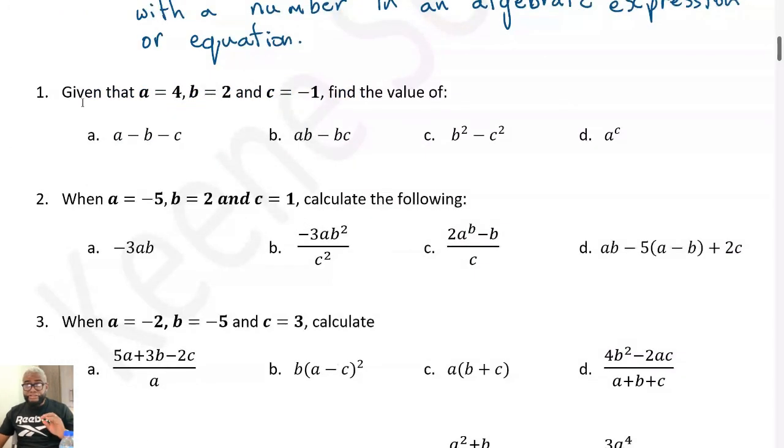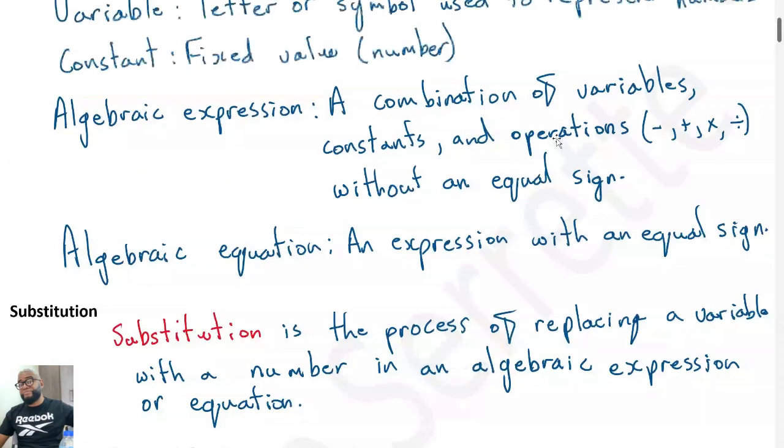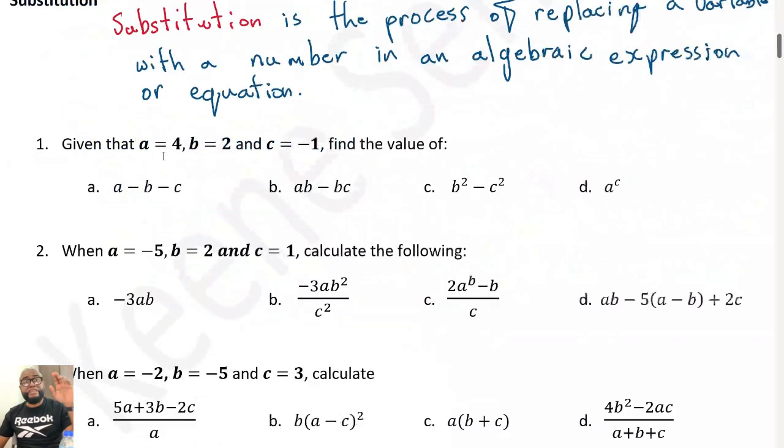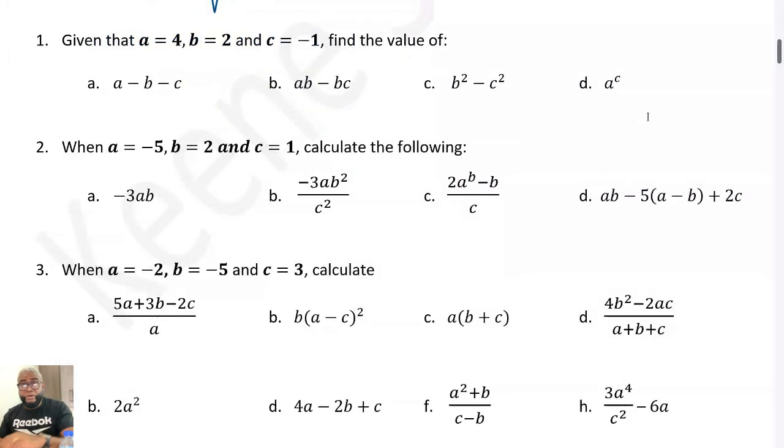So they gave us values. They told you that given that A is equal to 4, B is equal to 2, and C is equal to -1, find the value of all these algebraic expressions. Now, the difference between an algebraic expression and an algebraic equation is an expression does not have an equal sign, while an algebraic equation has an equal sign. Very important to note when you see these words being thrown around, right? So these are expressions because they have no equal sign.